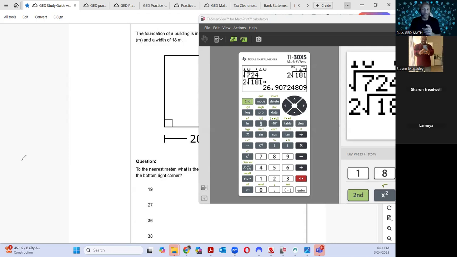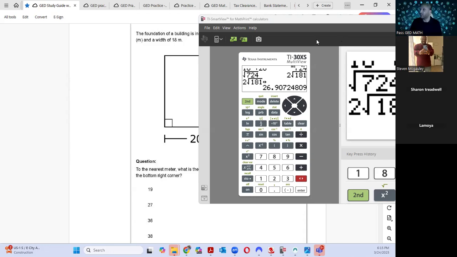But you can expect probably one Pythagorean theorem problem. I wouldn't spend a whole lot of time on the Pythagorean theorem, but usually you get about one. Every once in a while I'll have two, but usually it's just one problem. All right, what's next?